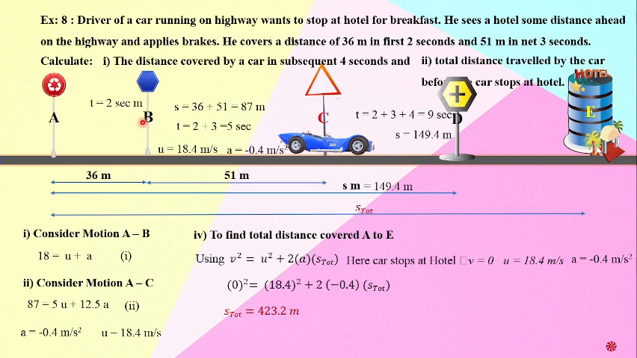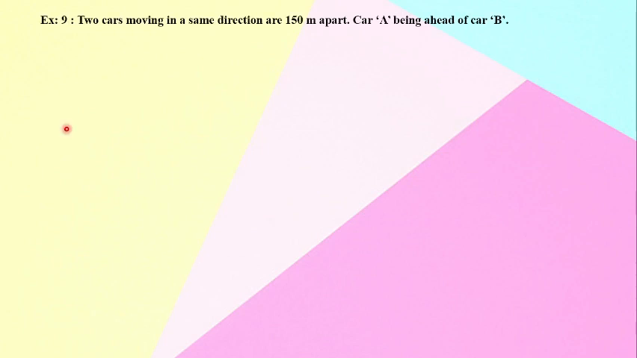So first part was A to B, second part was B to C, next was C to D, and the last was D to E, and for each and every path we have found out the total distance traveled. Is it okay? So 36 and 51 was already given. Total distance traveled from A to D equal to 149 we have found out, and also we have found out the whole total distance from point A to the hotel point E. So this is how we have to analyze problems, by understanding the problem very thoroughly. Let's move ahead and talk about the next problem.